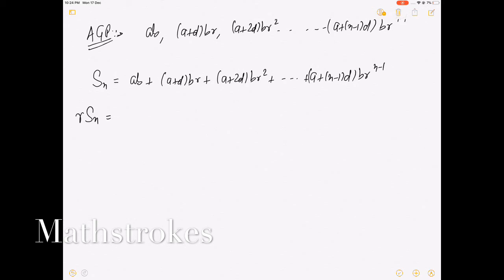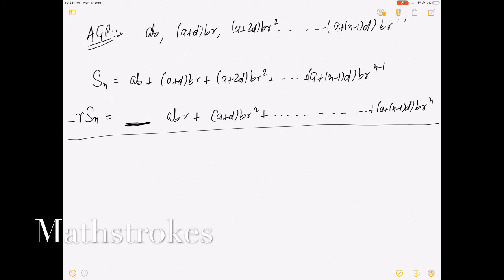So we write it as abr plus, I have shifted one term deliberately, leaving this place blank. This is abr, and again a plus d br square, plus and the last term will be a plus n minus 1 d into br to the power n. Now I will subtract the second series from the first one.